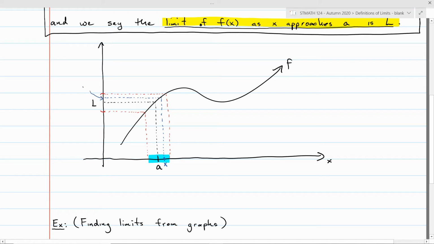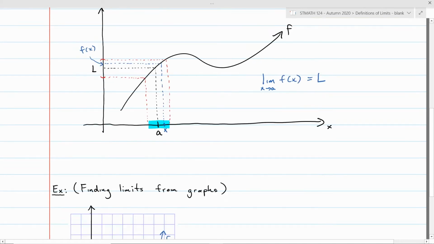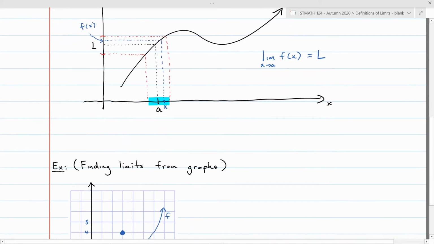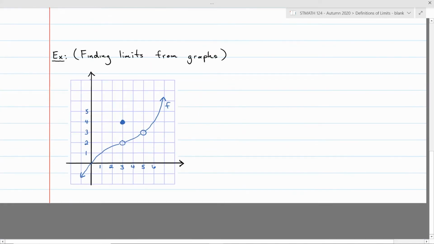So there's my f of x. This picture is capturing the idea that the limit as x approaches A of the function f of x is equal to L. But graphically, you can just see it. The limit is essentially what the y value is on the graph if there's a unique y value going on. Sometimes there's not. So let's look at this example down here.